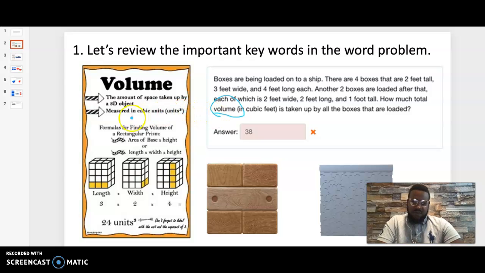Now, if we remember, volume is length multiplied by the width multiplied by the height. Or another way to say that is multiplied by the depth of an object. So length times width times height.